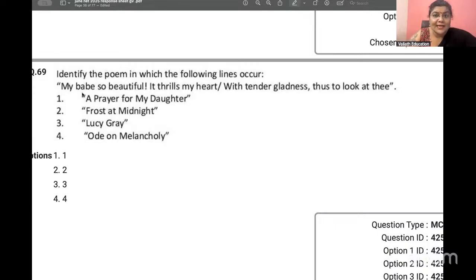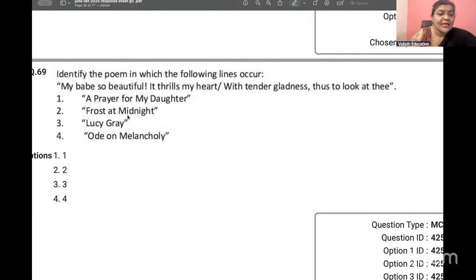He will never say, "My babe is beautiful, it thrills my heart." He only says, oh, there is a storm. The whole world is in chaos. Everything is going wrong. I am worried. Like that his style is. He never wrote like this about his daughter. Anyway, A Prayer for My Daughter is very famous. You should know. I know, because I have read it. I know this is definitely not A Prayer for My Daughter.